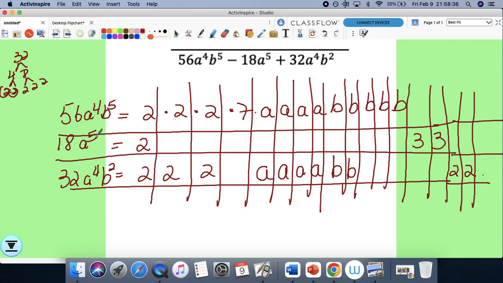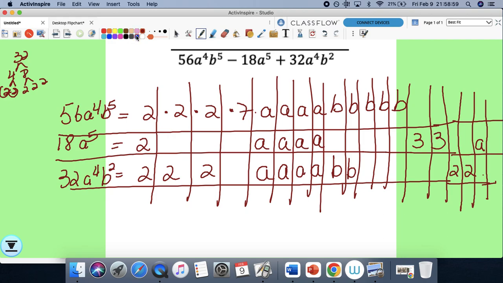Let me go to the previous number. We had 18 a to the 5th power. I wrote 18 as 2 times 3 times 3, but I forgot to do the a to the 5th power. So again, there are 5 a's, so the first a can go here, the second a can go here, the third a can go here, the fourth a can go here, but I need one more column for a, so notice that I have to create one more. Way at the end here, I'm going to write this a in the brand new column.